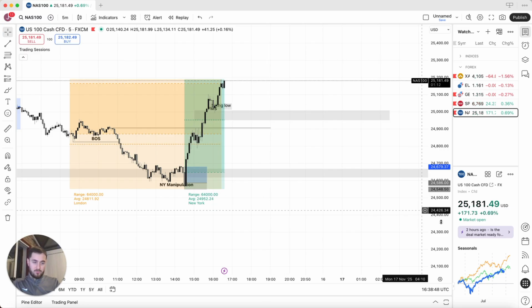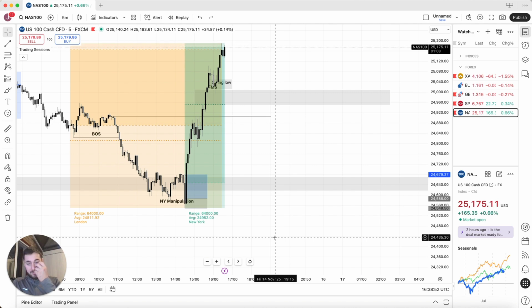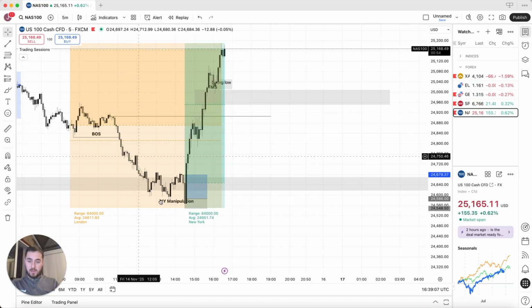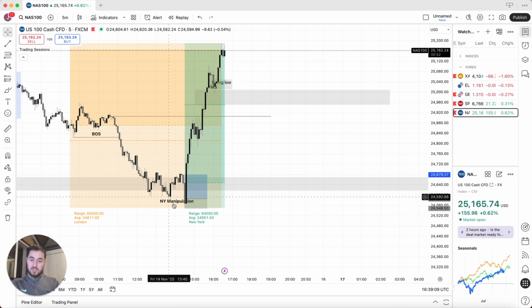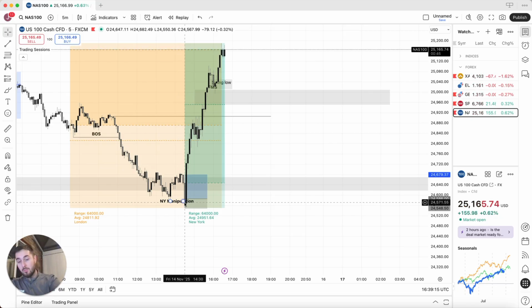I was just waiting for New York to open before I entered the trade. I don't enter the trade as soon as New York opens, because you could potentially get stopped out immediately, with price just going against you. So what I did, I waited for the liquidity sweep down here. That's why I've put NY manipulation, because it indicates a strong bearish move.